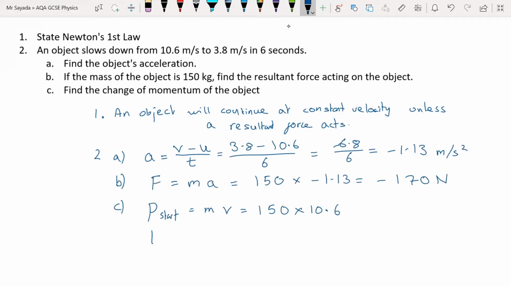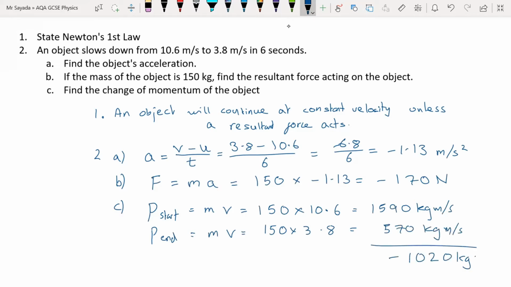So 150 times 10.6 is 1,590 kilogram meters per second. 150 times 3.8 is 570 kilogram meters per second. So finding the difference, 570 minus 1,590 gives minus 1,020. Again, the minus shows that it's slowed down. Please mark those answers. Press play once you've marked them. You should have now marked these answers. Let's go through these ones now.